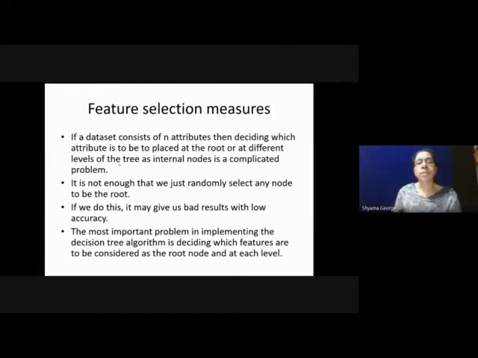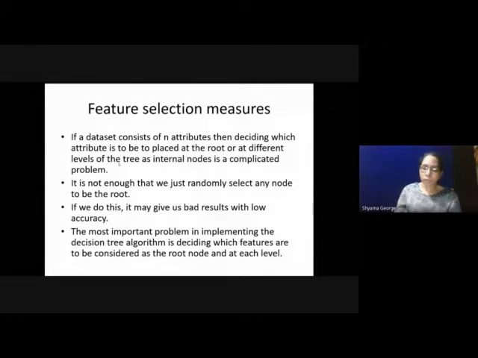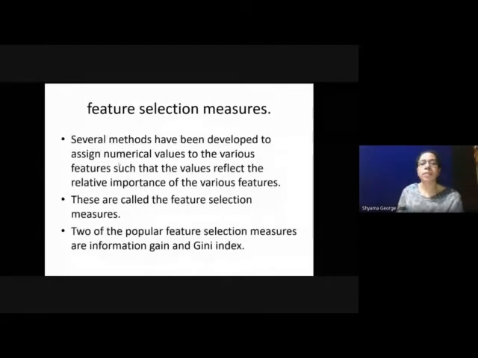So if a data set consists of n attributes, then we have to decide which attribute is to be placed at the root or at different levels. So we cannot randomly select any node to be placed in the root. If you do like that, we will get bad results or trees with low accuracy. So we have to use certain feature selection measures, and we already studied one feature selection measure known as the information gain. In this class, we will discuss the Gini index.